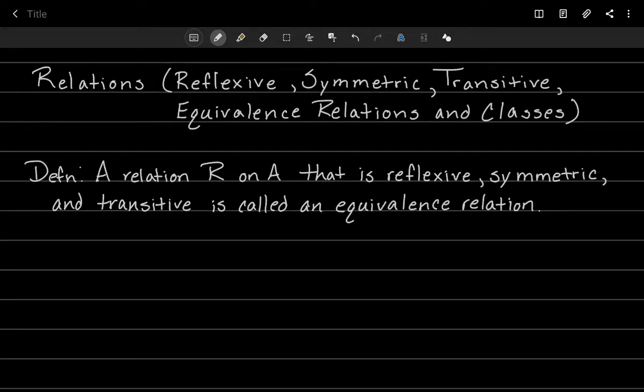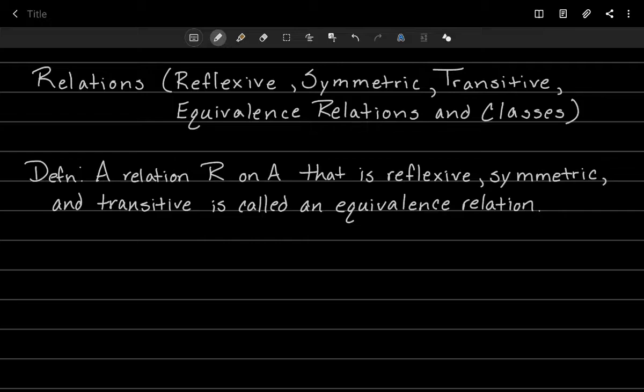Okay, so this is the second video on relations. In the first video, we looked at what it means to be a relation, to be reflexive, to be symmetric, to be transitive. In this video, we're going to focus on equivalence relations and equivalence classes. So first we need the definition.